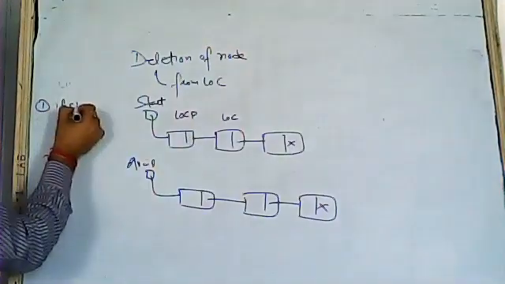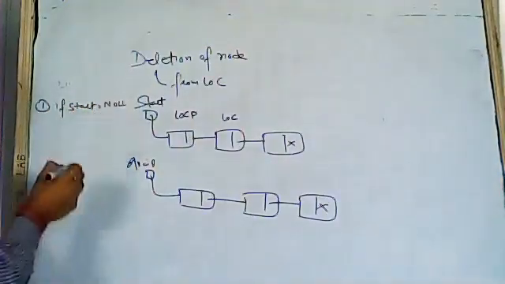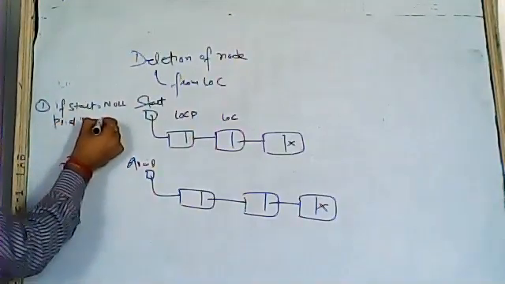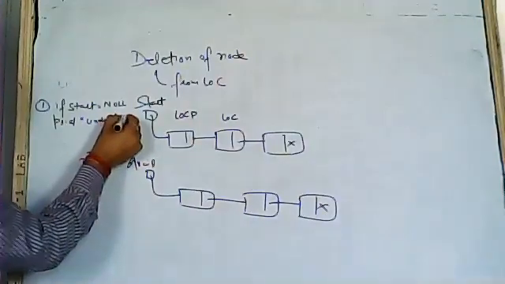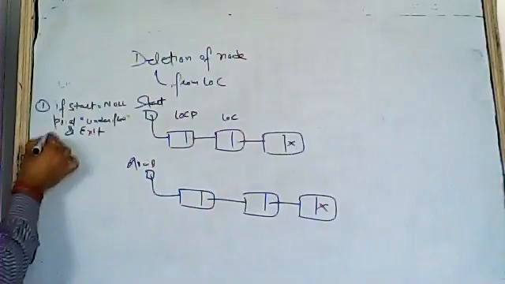If start is null, can we delete? No. We will print Underflow and exit. Yes or no? Now second step.